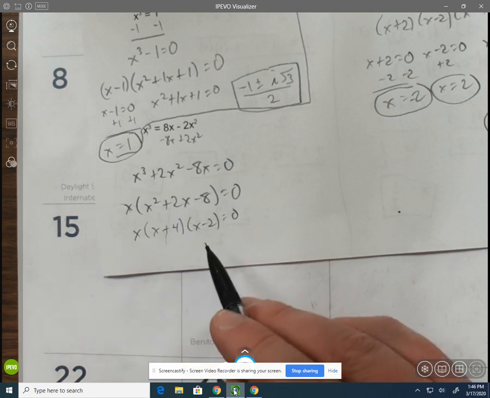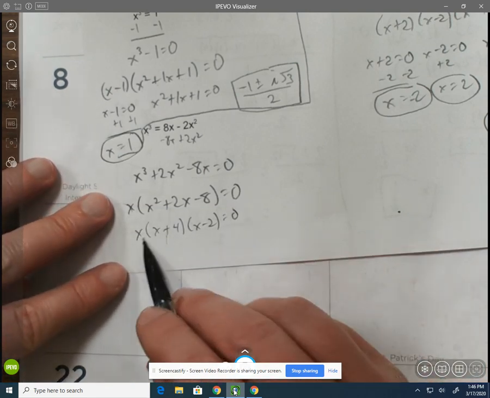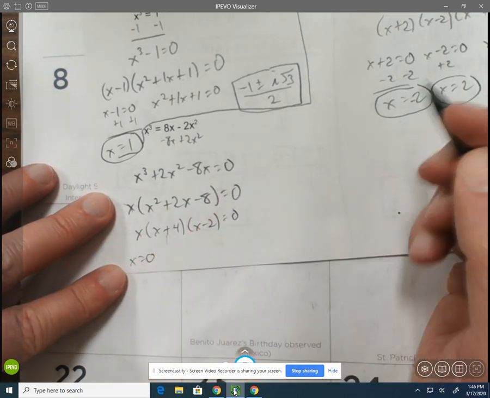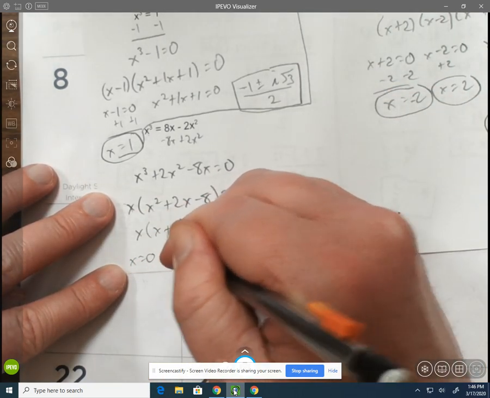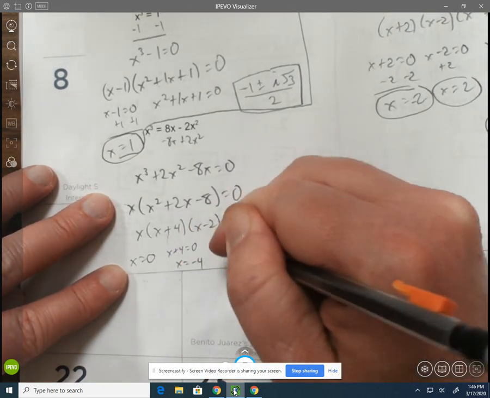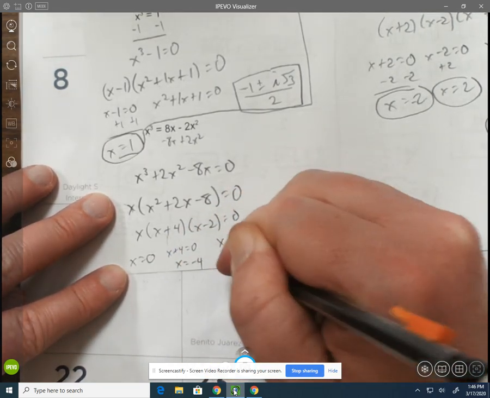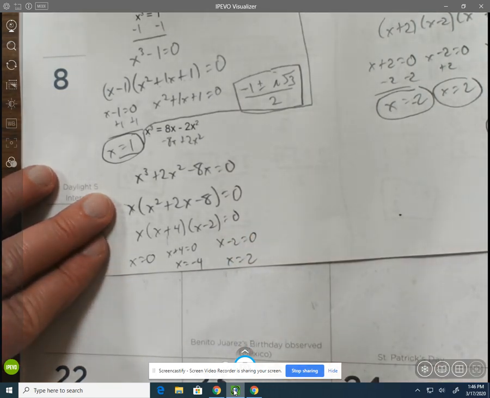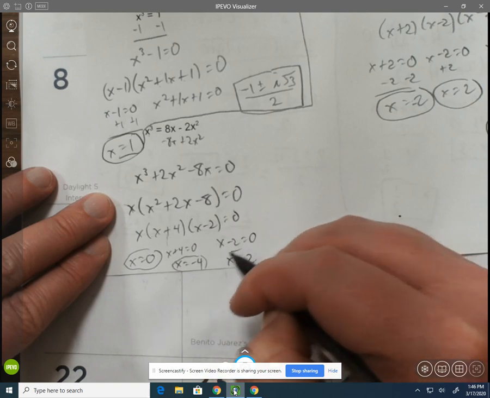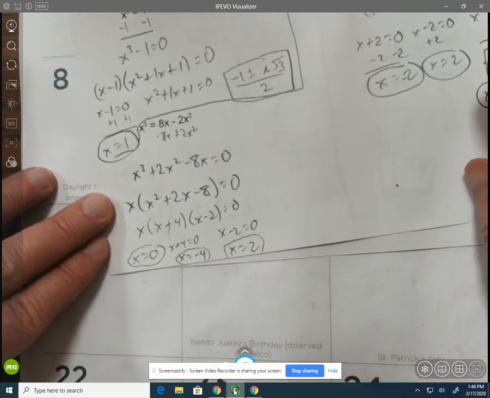So that means I didn't have to go through the quadratic formula. And now I'm multiplying 3 things and getting 0. One of them has to be 0. So this would be x equals 0, x plus 4 equals 0, which would give me x equals -4, and x minus 2 equals 0, which would give me x equals 2. So again, three solutions, 3 different solutions to that equation.